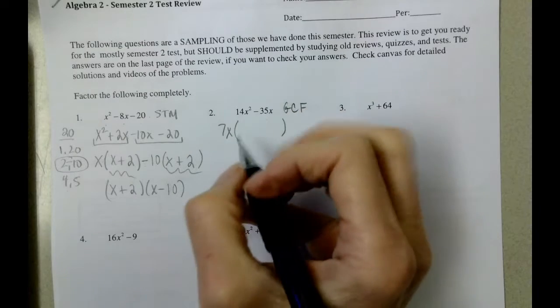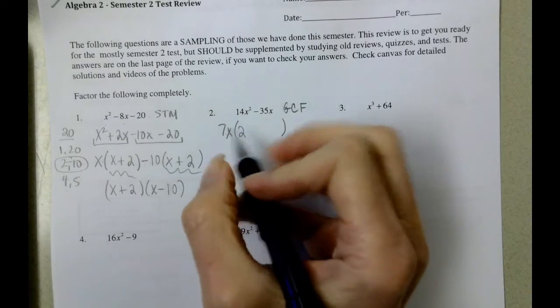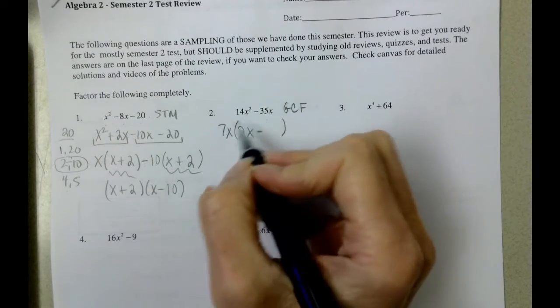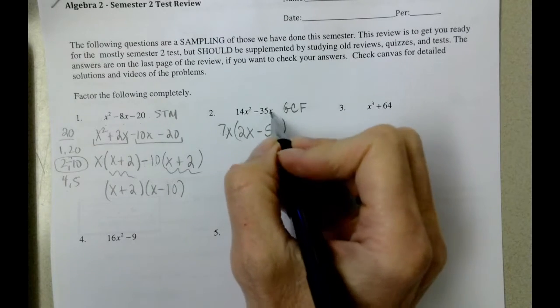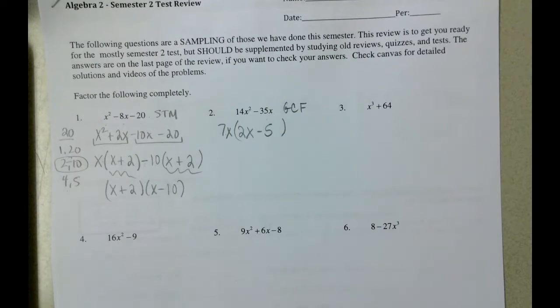14 divided by 7 is 2. We had 2 x's, we took 1 out. 35 divided by 7 is 5. We had 1 x, we took it out. We cannot do anything else.